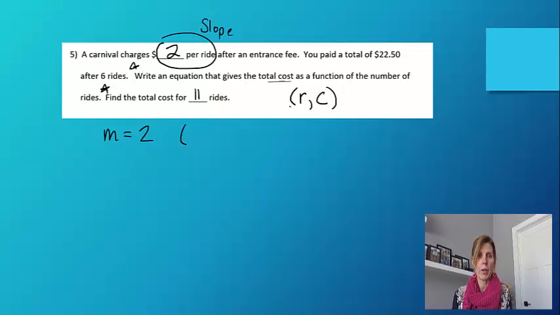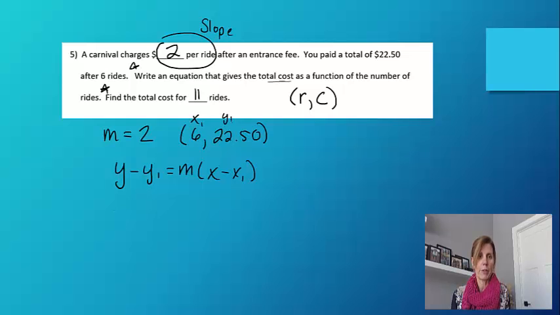So I'm actually going to write a point of that. I rode 6 rides and my cost was $22.50. All right, so now from here, you'll notice we have a point and we have the slope. So I'm going to write my point slope form, y minus y sub 1 equals m times (x minus x sub 1). And then I'm going to label my x and my y, of course. So now I'm going to have y minus my y, $22.50, is equal to slope, which is 2, times (x minus my x, which is 6).